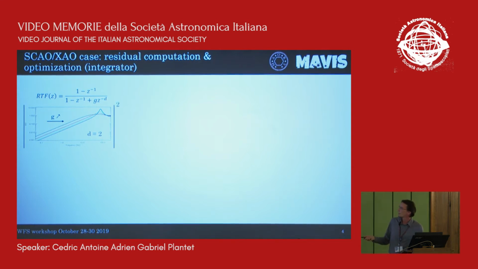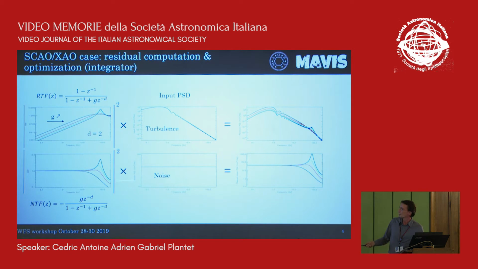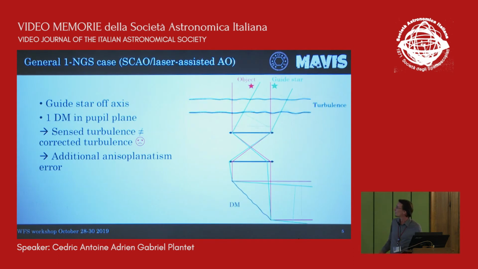And if you take the square of the modulus and put in an atmospheric PSD, for example a tip, then you get residual PSDs. You do the same for the noise. There's a noise transfer function, and you get the residuals for the noise. And then you sum the integrals of these residual PSDs. You minimize it, and you obtain your optimal gain and performance. So that's the easy part.